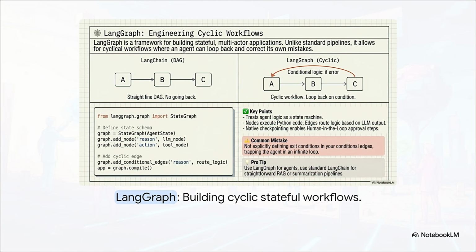Now, what's really interesting about this next evolution is LangGraph. Standard LangChain pipelines are just straight lines. There's no going back. But LangGraph is fundamentally different because it actually allows for cyclic workflows. This is a massive game changer. It basically treats your agent's logic as a state machine, which allows the agent to loop back, track its own state, and actually correct its own mistakes based on conditional logic.